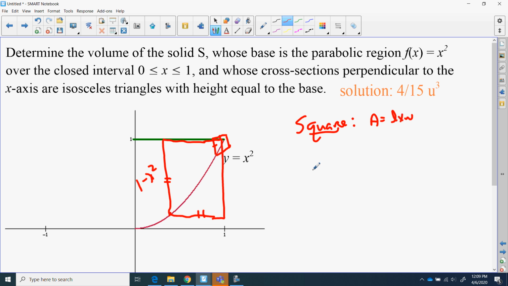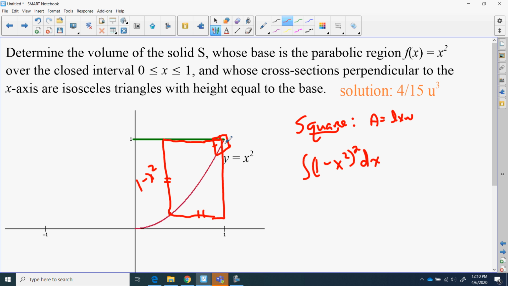So I would go integral. The length times the width would be 1 minus x squared times 1 minus x squared. So I'm just going to put squared. And then the thickness of each one of these little cross sections would be dx.